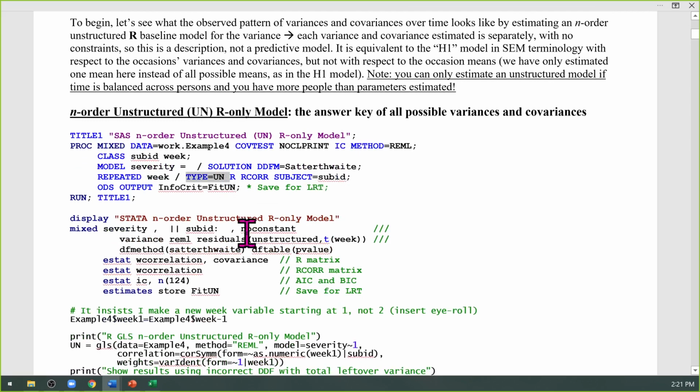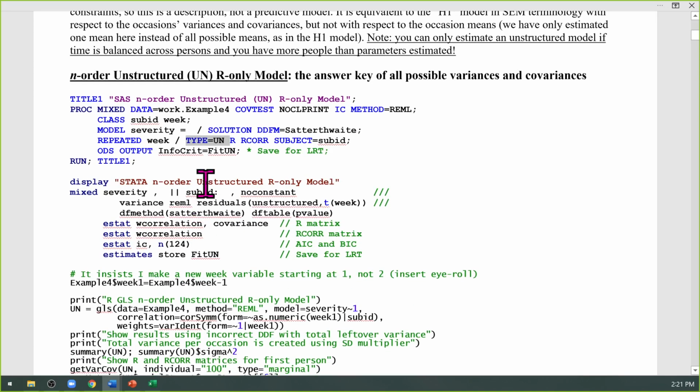So unstructured is every occasion gets its own variance, every pair of occasion gets its own covariance, and in SAS, I am asking for that structure. I am also asking it to show me what that structure looks like. So the letters R and R core are asking it to print the R matrix that is predicted by this model and the correlation version of that R matrix. So R is going to be variances and covariances. If you standardize that, R core is the correlation standardized version.